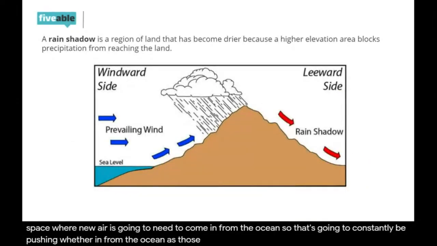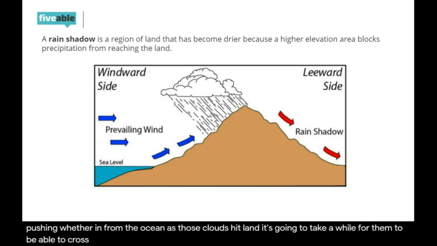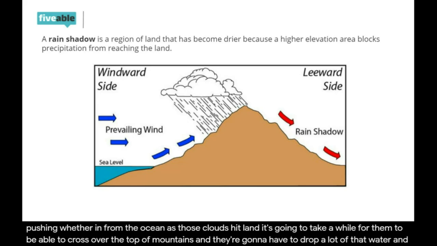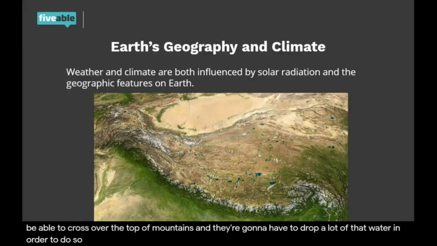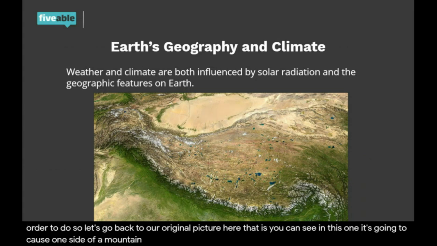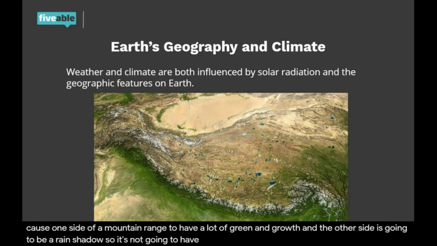As those clouds hit land, it's going to take a while for them to be able to cross over the top of mountains, and they're going to have to drop a lot of that water in order to do so. Let's go back to our original picture here. As you can see in this one, it's going to cause one side of a mountain range to have a lot of green and growth, and the other side is going to be a rain shadow. So it's not going to have any water or very little water.